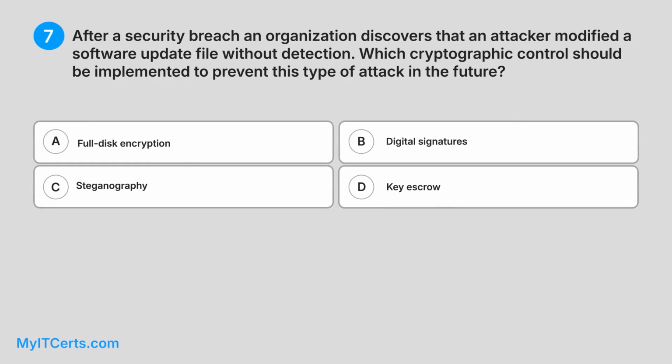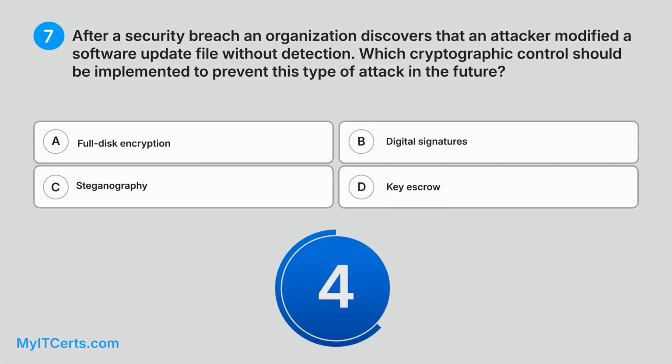Seven. After a security breach, an organization discovers that an attacker modified a software update file without detection. Which cryptographic control should be implemented to prevent this type of attack in the future? A. Full disk encryption. B. Digital signatures. C. Steganography. D. Key escrow. Can you guess the answer?